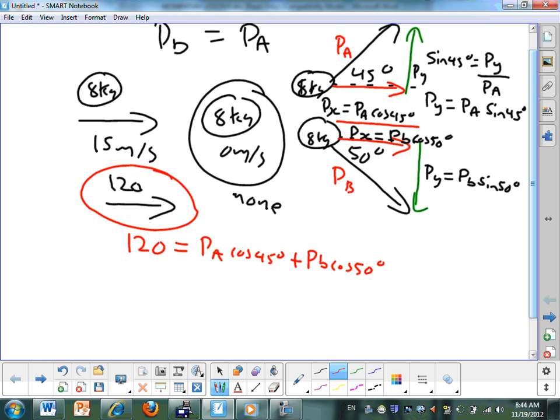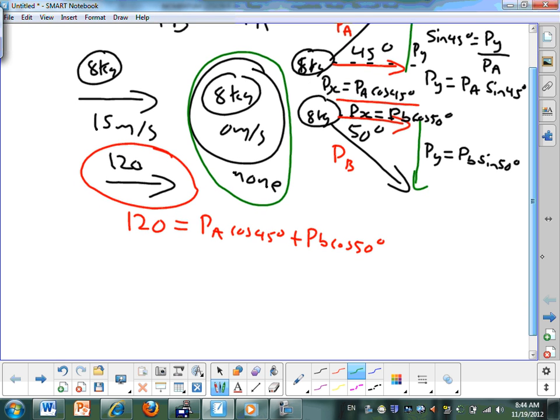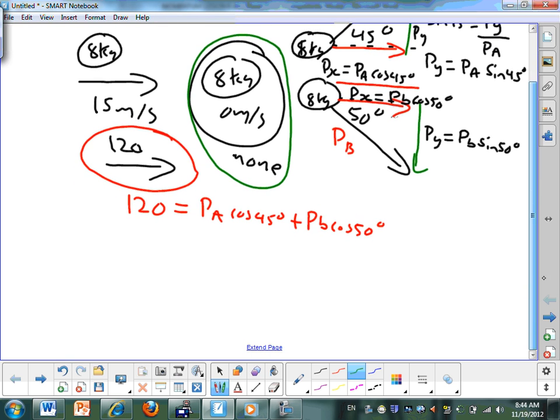Now, I look at my y directions before, and there were none. There's none in the y direction. So I could just say that PA sine 45 has to be equal to PB sine 50. I could have them on the same side and move them over, or just kept them there.